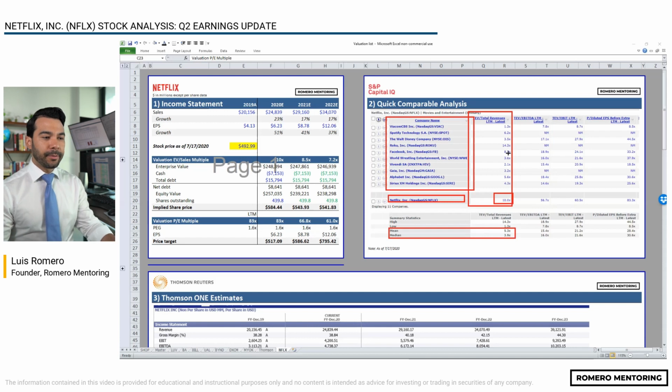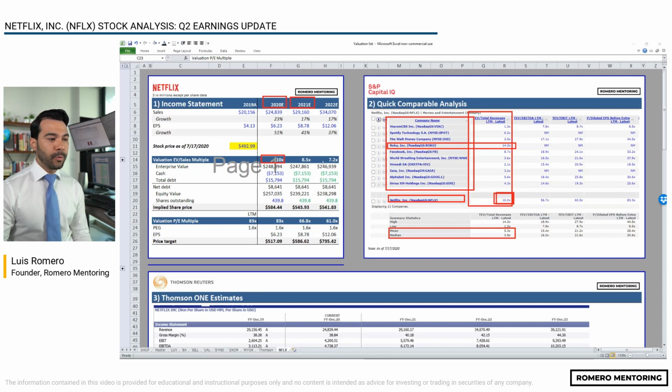There's one outlier right here though, Roku. Roku is trading at 14.3 and they're growing almost at the same rate as Netflix. Probably a little bit faster than Netflix, but still the market is paying a premium for Roku because of the growth rate of Roku. So the question becomes, what multiple should we apply to Netflix 2020 and 2021 sales? I'm making the assumption that we're gonna keep 10 times, which is what they currently have right now, right here.